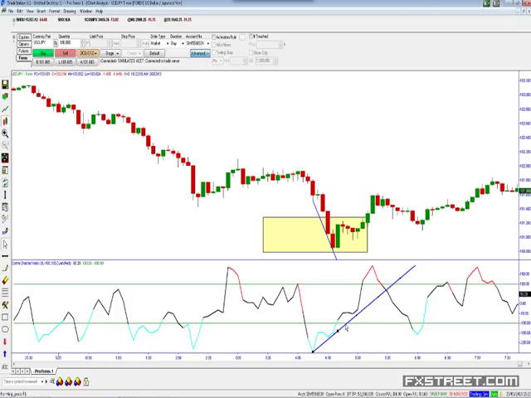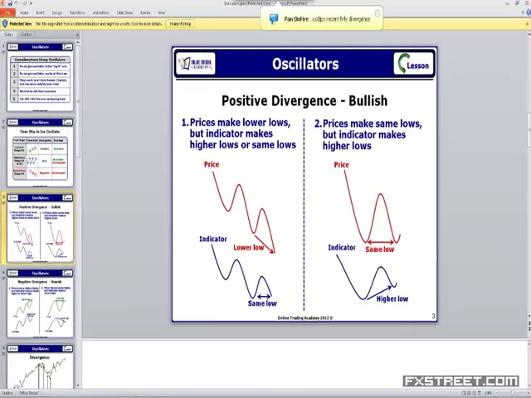So anyway, you can see right there, lower lows in price, higher low in the indicator. That's positive divergence. The downward momentum stopped and told us that we were likely to see some bullish pressure very soon. The same thing could be seen if we're looking for a shorting opportunity or an exit from a long. This would be for a buying opportunity.